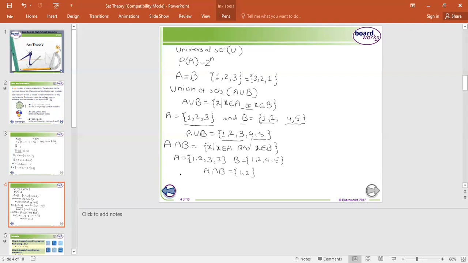Now we will take one more example. A has elements 1, 2 and 3. B has elements 4 and 5. So A intersection B equals, in A is 1, 2, 3 and B is 4 and 5. There are no common elements among these. So we will write A intersection B as the empty set.